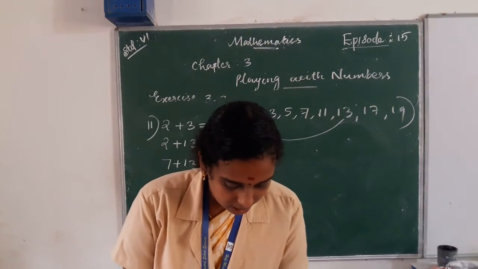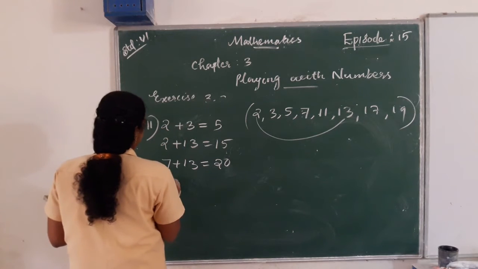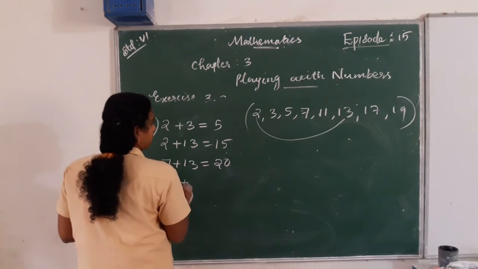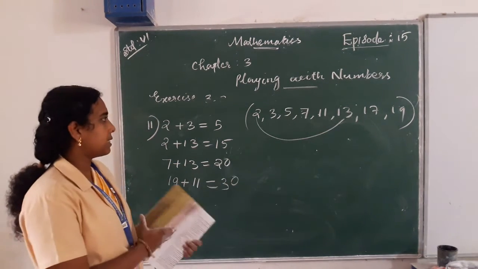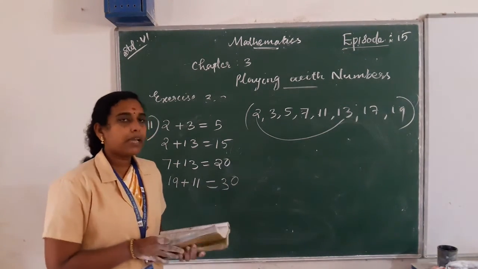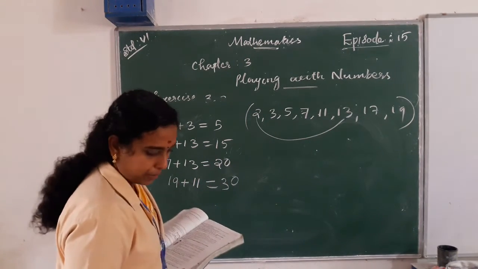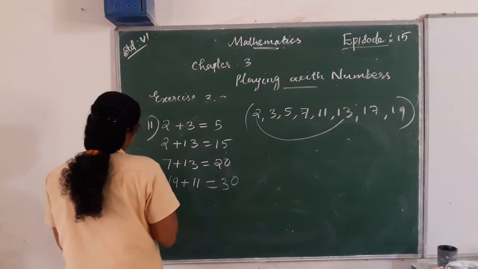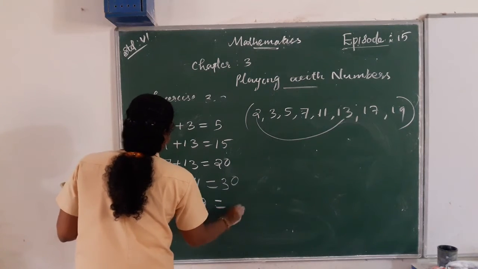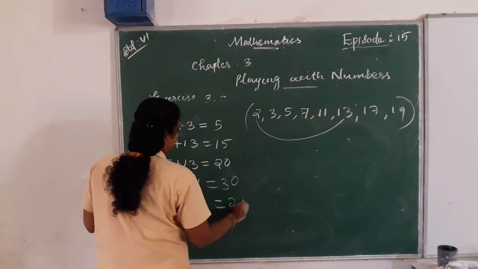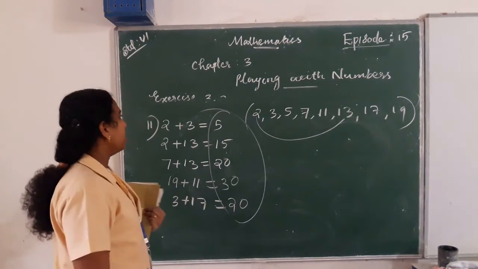And the next pair is 19 plus 11. We get 30. 30 is divisible by 5. And the next pair is 3 plus 17. When we add 3 plus 17, we get 20. 20 is divisible by 5. So these answers are divisible by 5.